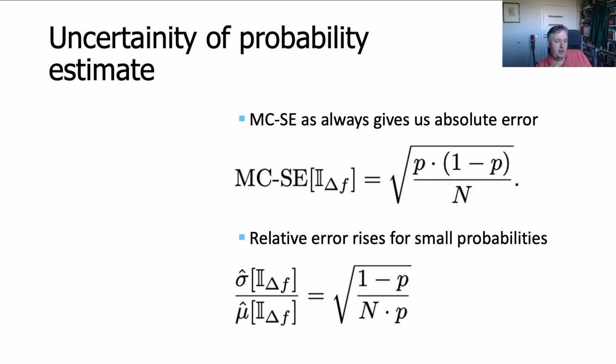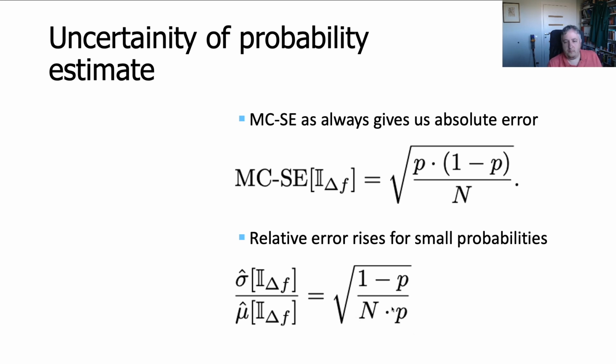And similarly as previously, relative error can be a very useful quantity, for example, because it allows us to estimate how many samples we need to get a small Monte Carlo standard error. And it is important to know that when the probability p is small, so the event is unlikely, the relative error will rise, because it's inversely proportional to the square root of that probability.